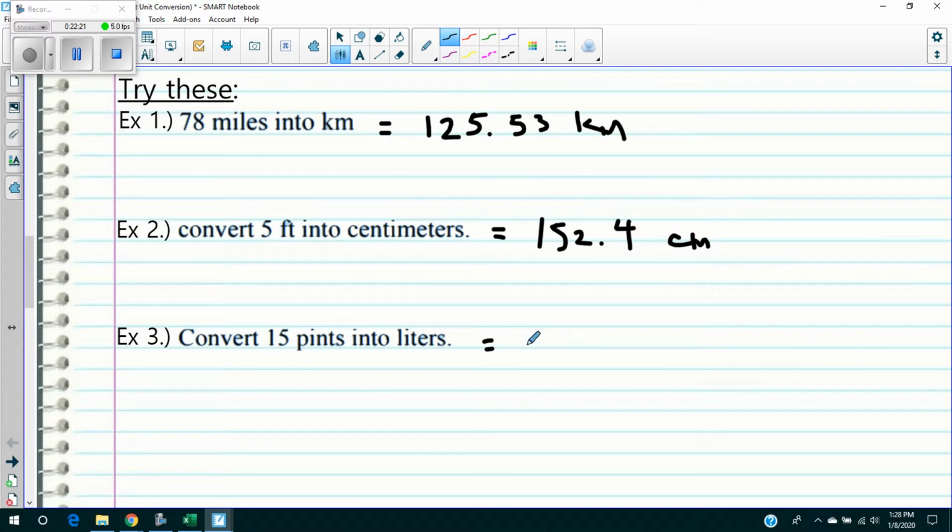All right, 15 pints to liters. That is 7.098, so approximately 7. I'll write it out, though: 7.098, or 7.1, or 7 liters. So that's it.